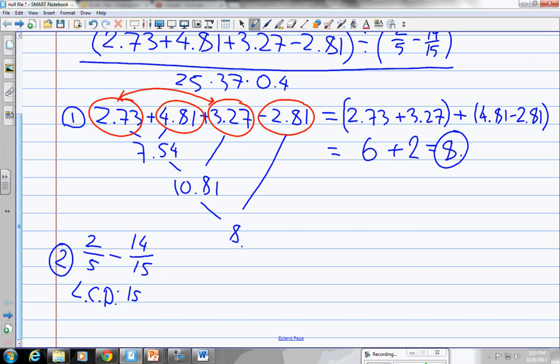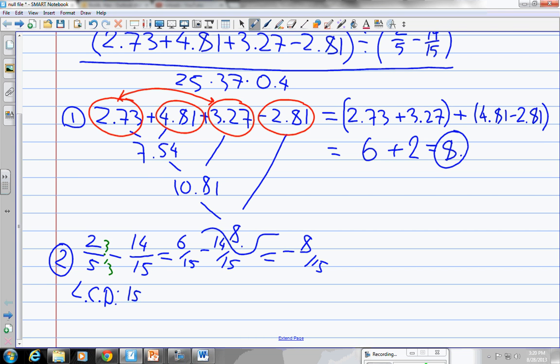What is it missing? 3. Very good. So I need to multiply the first fraction by 3/3 to get 15 in the denominator, and I'm multiplying the numerator as well. So that's 6/15 minus 14/15. What is that going to give us? Negative 8/15.